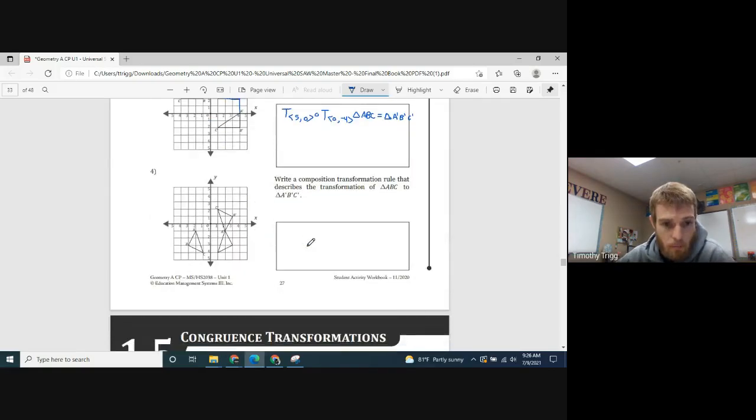Let's try number 4. In number 4, we're starting with triangle ABC again, but this time we want to go to this triangle over here first. How do we do that? Well, that would be a reflection, isn't it? It's a reflection across the y-axis. Hopefully you can see that would be a reflection there. For reflection, that's capital R, reflection across the y-axis.